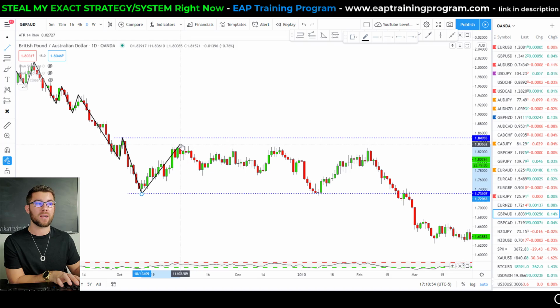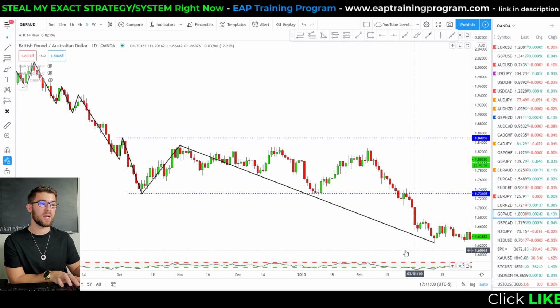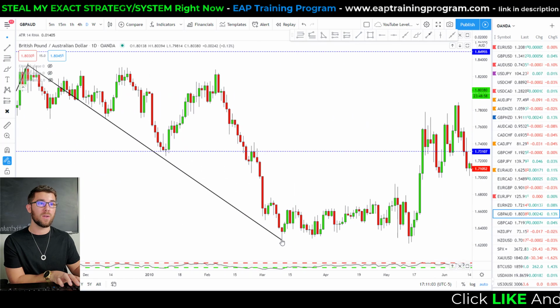And we would draw that out by going lower high right here down to lower low. Okay, now that we've done that, we're pushing up and continuing higher.